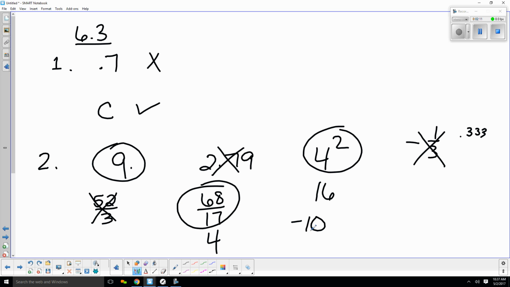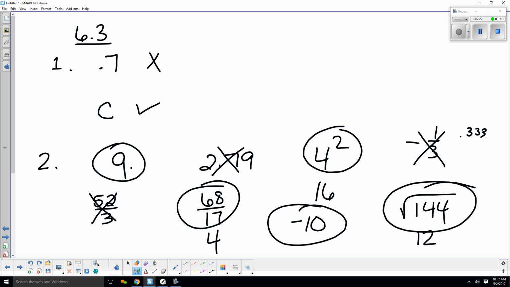Negative 10, that's a whole number. That's an integer. And then the square root of 144. Square root of 144 says what number times itself equals 144. We know that's 12. And so 12 is an integer, so therefore the square root of 144 is an integer. So we had 5 answers on number 2 that were considered integers.